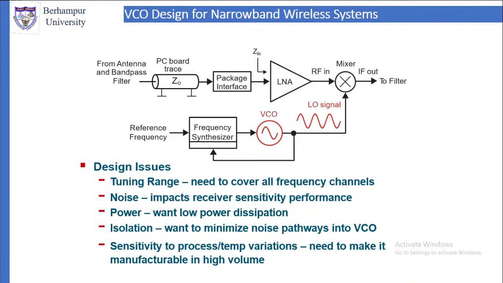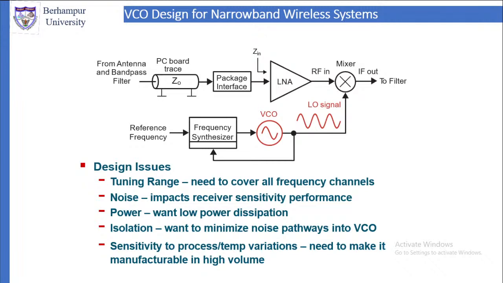From the RF signal, we have to get the intermediate frequency signal, for which the RF signal will be mixed or heterodyned with the signal from the local oscillator. The local oscillator signal is generated by the VCO. These things we have already discussed.